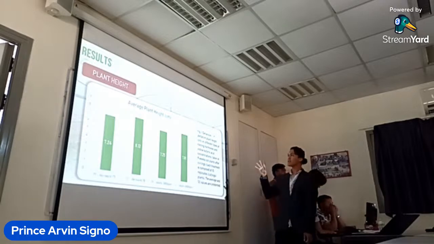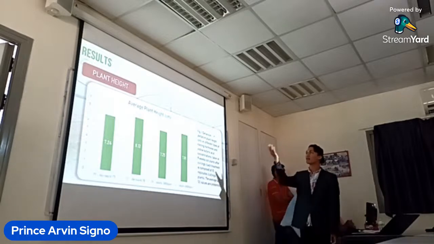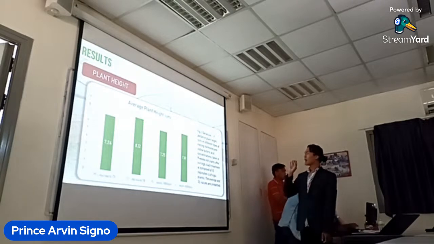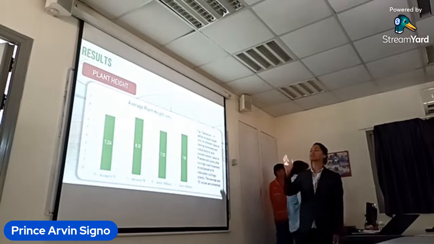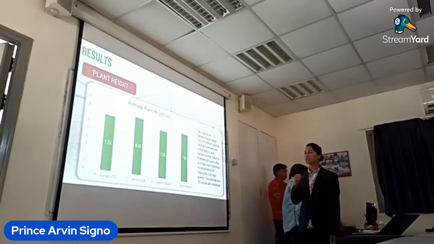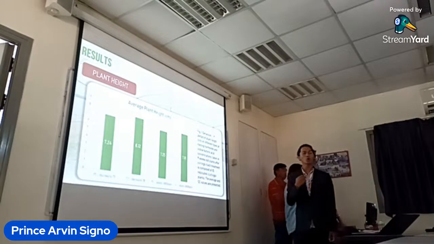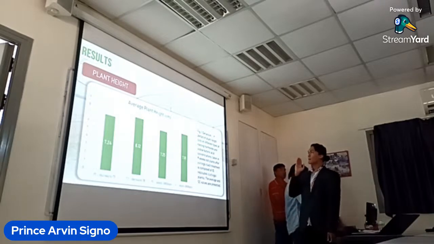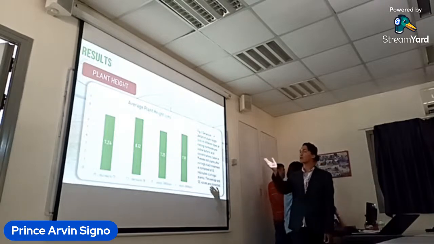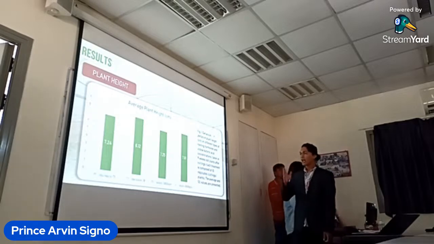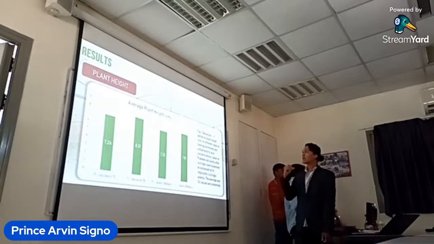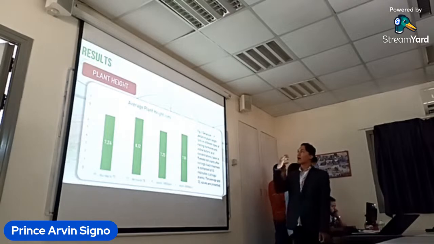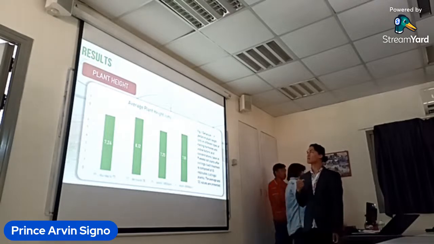As shown in figure one, we see this parameter is about the average plant height. All treatments are insignificantly different: treatment one, hormonal T3 or 0.3% indole butyric acid, had an average plant height of 7.24 centimeters, and treatment two, hormonal T8 with 0.8% indole butyric acid or IBA, had an average plant height of 8.12 centimeters.